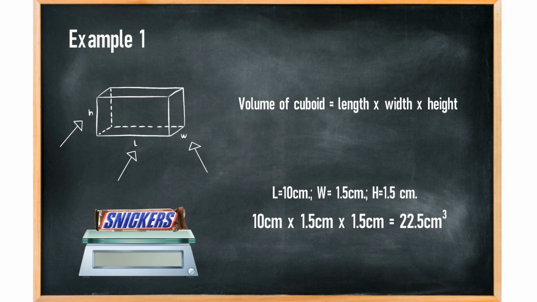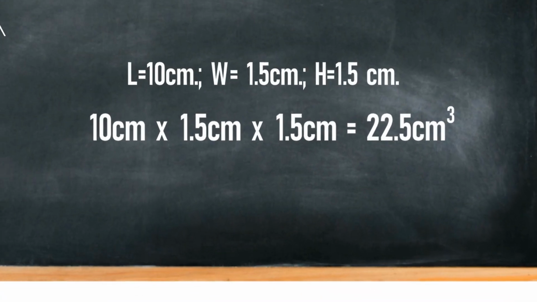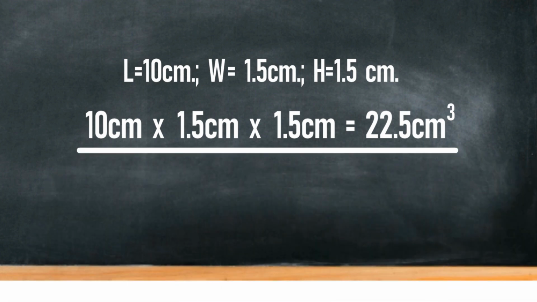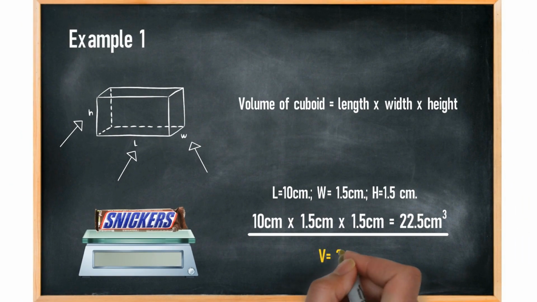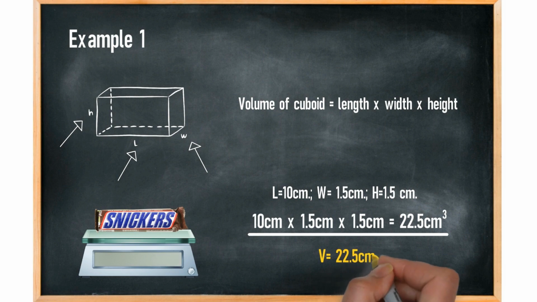It is noteworthy to remember that volume is a three-dimensional measurement. Since length, width, and height measurements are all in centimeters, when we multiply these dimensions, the centimeter measurements are also multiplied together. We say they have been cubed, as shown here. Raising the centimeter unit to the power of 3 indicates that volume is a three-dimensional measurement. Now we know the volume of the Snickers bar is 22.5 centimeters cubed.